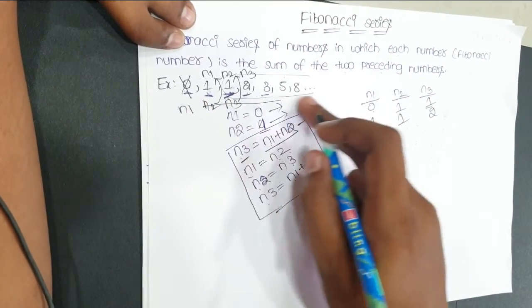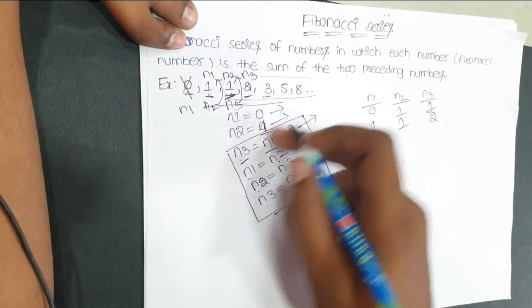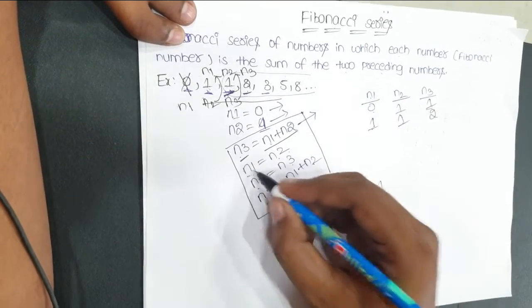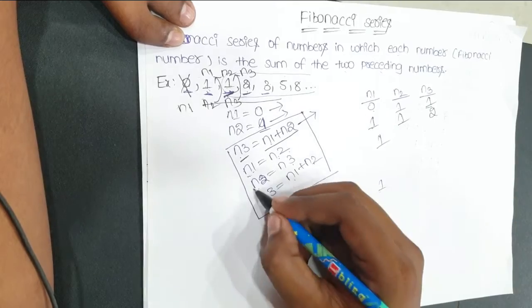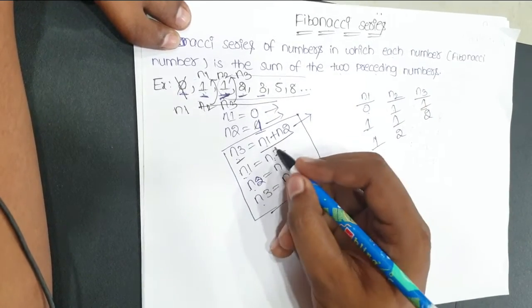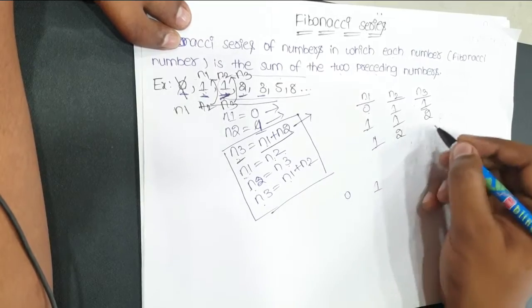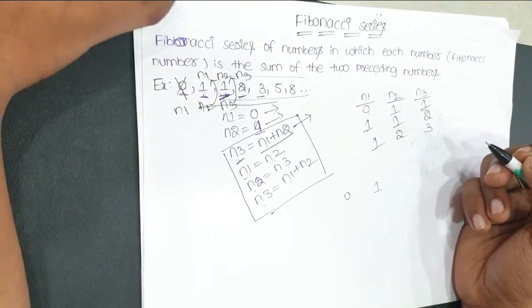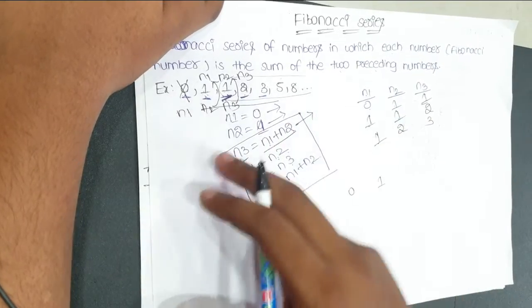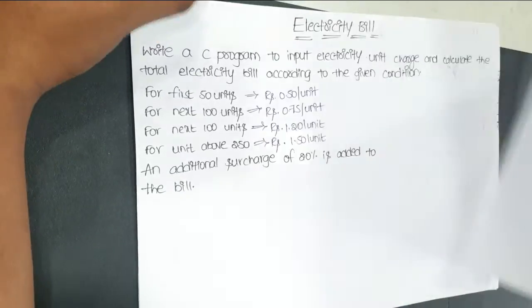For every term the same part is executed, and we will get the next values. Again n1 is equal to n2, n2 is equal to n3, n3 is equal to n1 plus n2, 1 plus 2, which is 3. This is the mathematical logic behind this problem, and now I will write these mathematical steps into an algorithm.